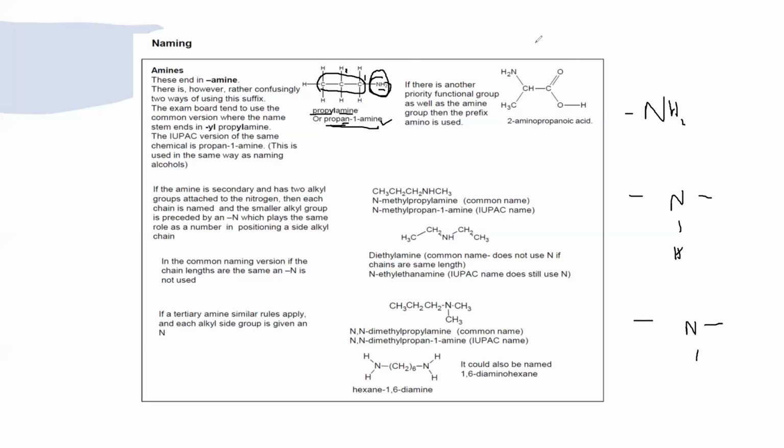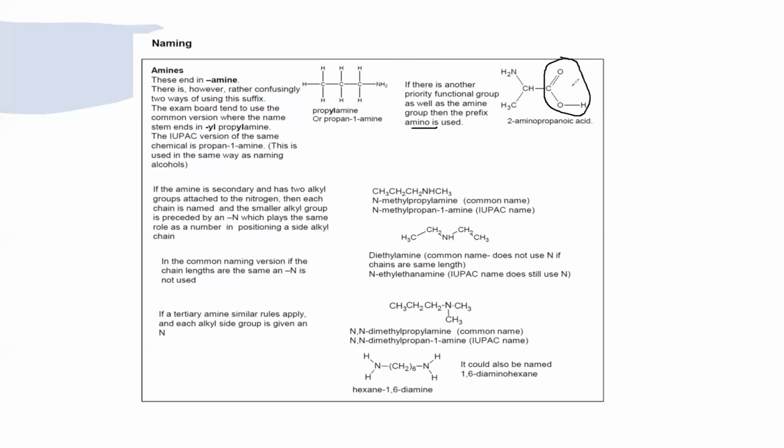And for example, if there's another priority functional group as well as the amine, then the prefix will be amino. Like in this case, C double bonded with O and OH, so the main properties of this substance depend on the carboxylic group. So amine is also attached, at the second position of 1, 2, and 3. That's why we call the amine as amino, because there are two functional groups and three carbon atoms in the chain. That's why we call that propanoic acid.